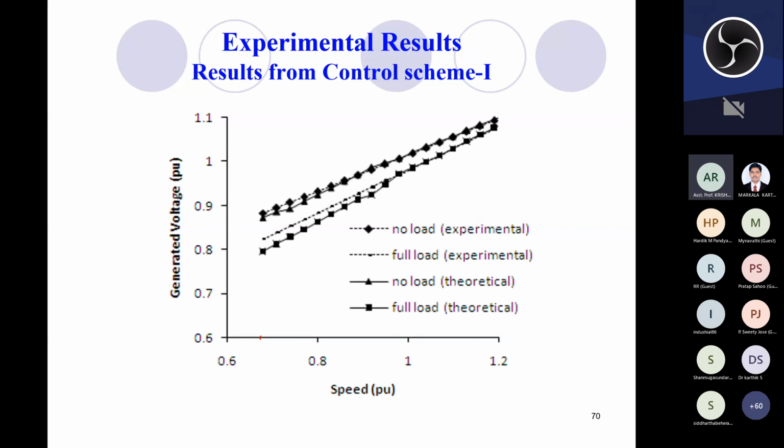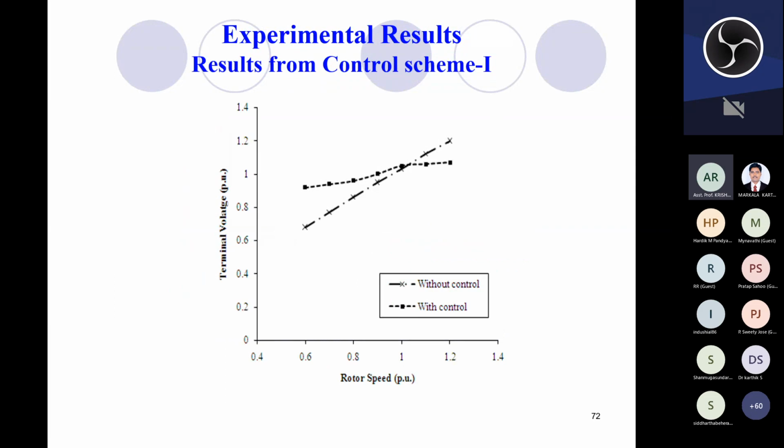Now you can see the theoretical and experimental values are almost similar. That means the experimental result confirms the theoretical result. Now this is the variation of voltage when the speed varies from 0.65 per unit to 1.2 per unit. This line shows when there is no control, that means we have not connected the inverter, and this line shows when the inverter is active, that means it is supplying the required reactive power to stabilize the voltage.